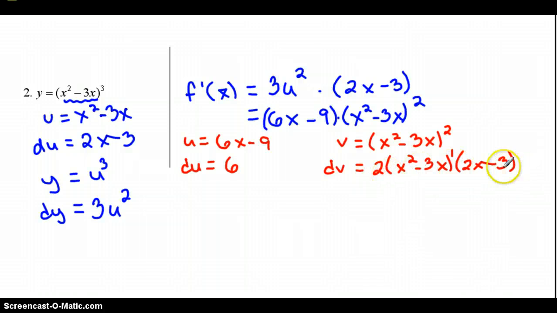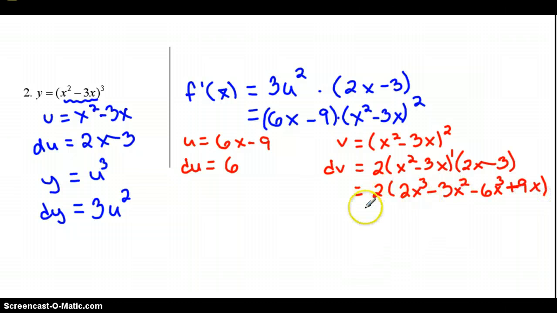At this point, this is going to get really long if I want to keep it like this. So I'm going to go ahead and distribute. And in order to do that, I'm going to go ahead and FOIL these two first. So x squared times 2x, that is 2x cubed. x squared times negative 3, that's negative 3x squared. And then we have the negative 3x times 2x, so that is actually negative 6x squared. And then we have negative 3x times negative 3, that's positive 9x.